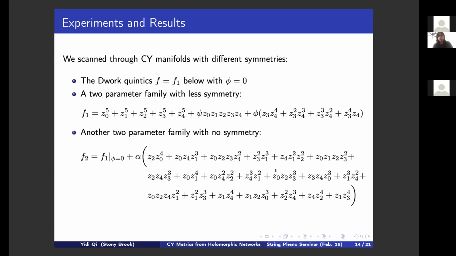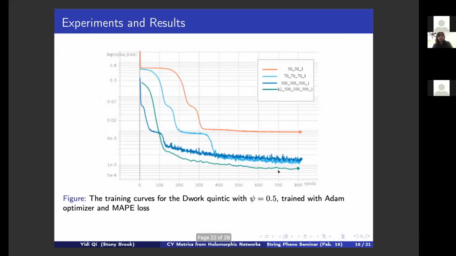Okay, so those are the 3 examples we use in the experiment, and this is a simple training process. The y-axis is the log of the training error, and the x-axis is the number of training epochs. So as you can see, it basically reaches some kind of minimum after a few training epochs.